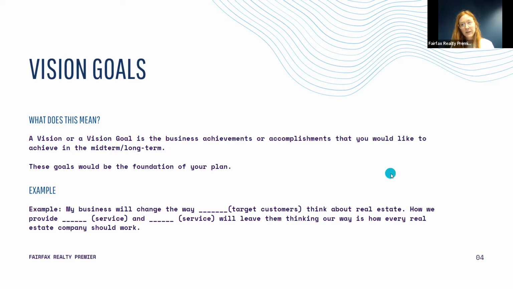So examples would be: my business will change the way new homeowners think about real estate, how we can provide excellent service, and our excellent service will lead them to think that our business is the way that every real estate business should work. So vision goals should be your big overarching, what is important to you about your business.